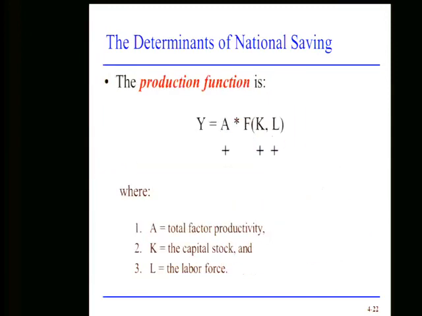Well, we already have an equation for economic output. This is the production function that we talked about before. So economic output is simply equal to total factor productivity times some function of the capital stock and the labor force. The plus signs underneath A, K, and L indicate that all three of these variables positively influence economic output. If you increase total factor productivity, the capital stock, or the labor force, you will increase economic output. Positive relationships.